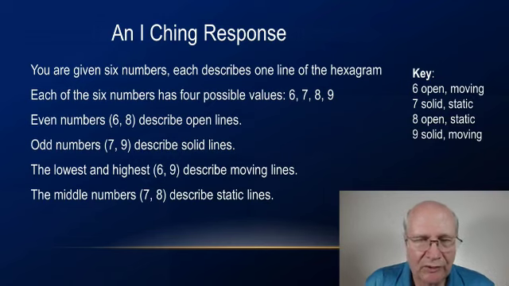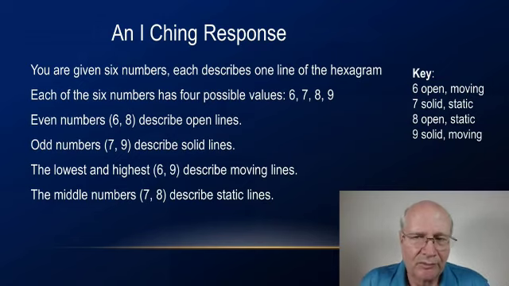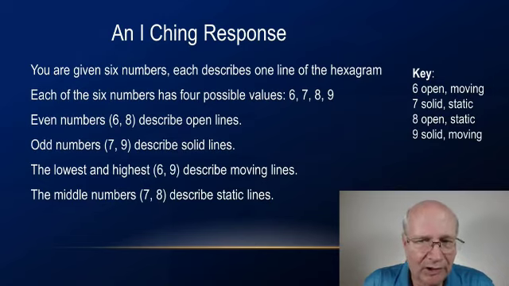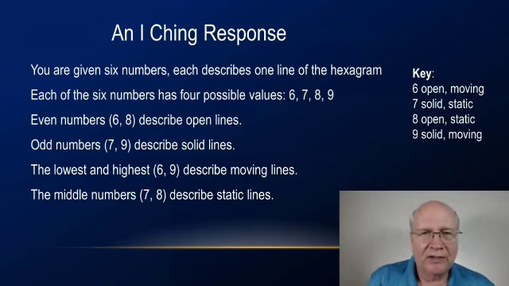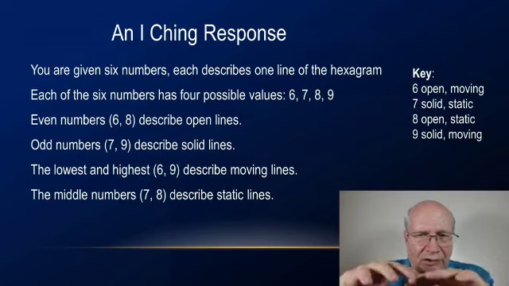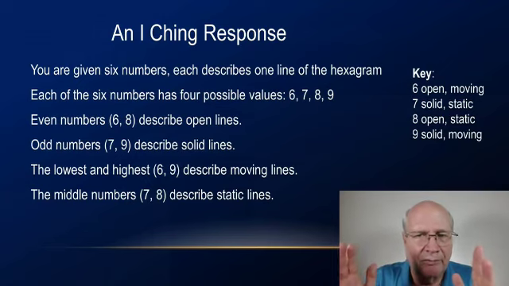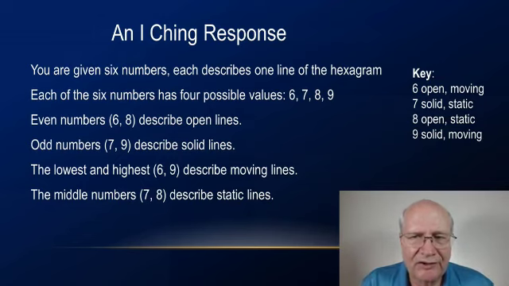So we see that with 4 values we can encode any of the different line types. Another way to understand this is that even numbers describe open lines, whereas odd numbers describe solid lines. So the even numbers of those 4 possibilities are 6 and 8, so the 6 and 8 describe open lines. The odd numbers of those 4 possibilities are 7 and 9, so a 7 or a 9 describes a solid line. And then if you think of those as being in a sequence, 6, 7, 8, and 9, the extremes of those describe moving lines, and the interior ones describe static lines.